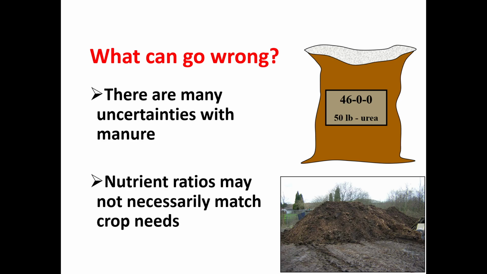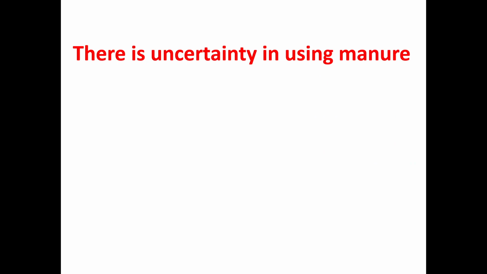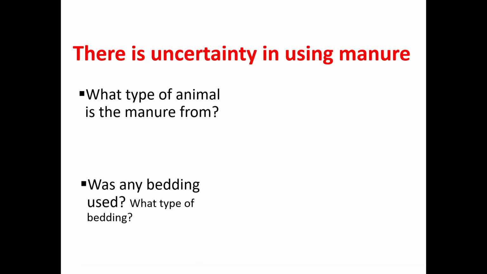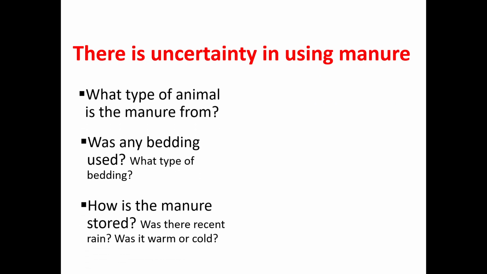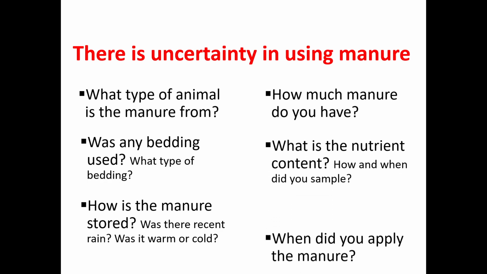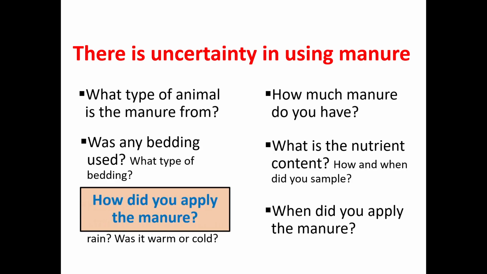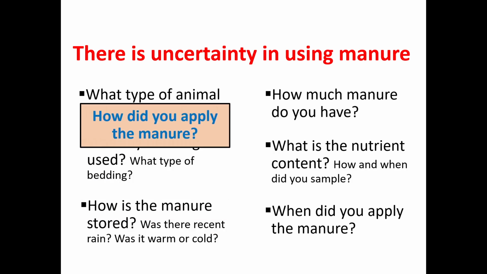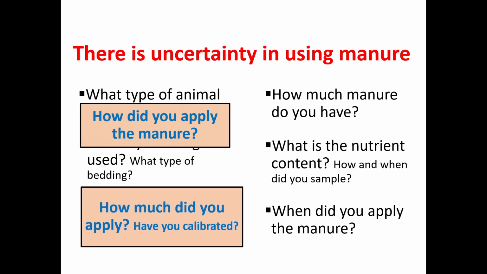There are a lot of variables at play in manure. And I think here is the animal, where it's coming from. Was there any bedding material used? How was manure stored? The weather that was surrounding. How much do you have? What's the nutrient content? So by the time you look at all the things, you're like, I don't apply manure. But yeah, it's not that complicated, and knowing what you have and analysis can really help you to make really good decisions about using manure.